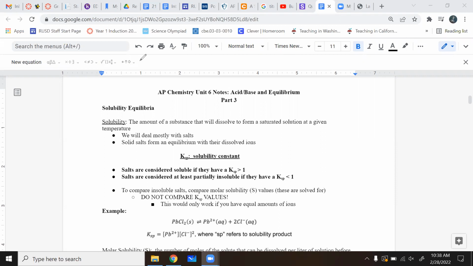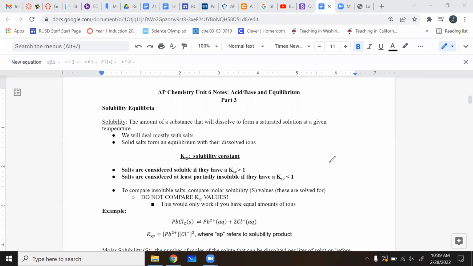So the first thing that I'm going to start off talking about is solubility equilibria. And we're going to define solubility first and foremost, which is the amount of a substance that will dissolve to form a saturated solution at a particular temperature. So mostly in this class, we're going to deal with salts, so ionic substances. And the solid salts are going to form an equilibrium with their dissolved ions.